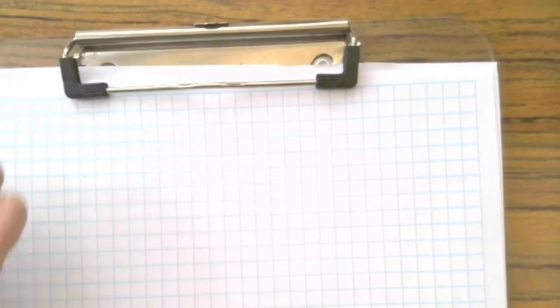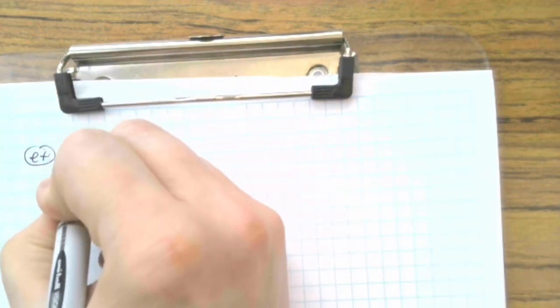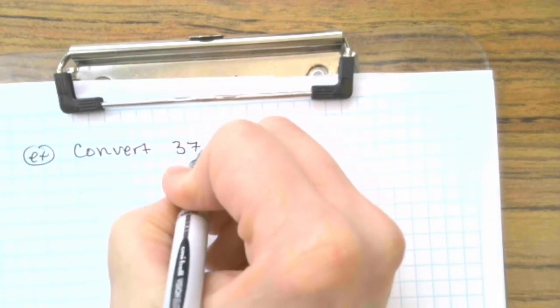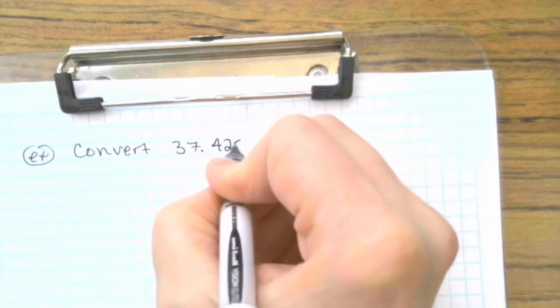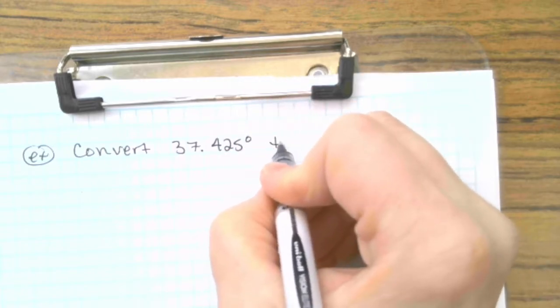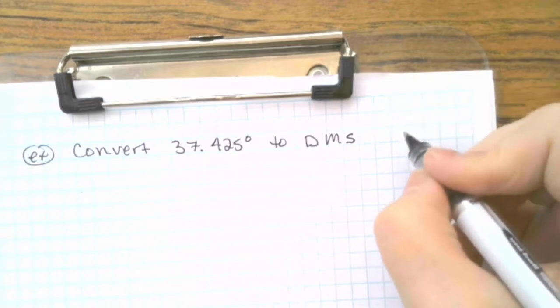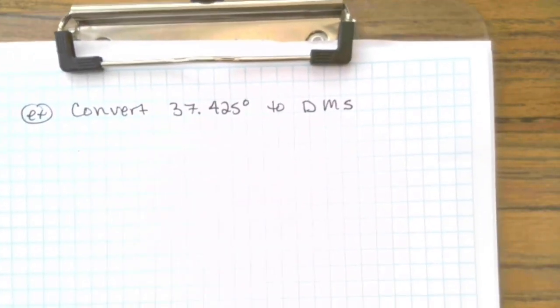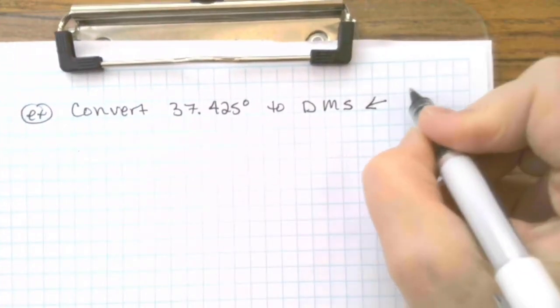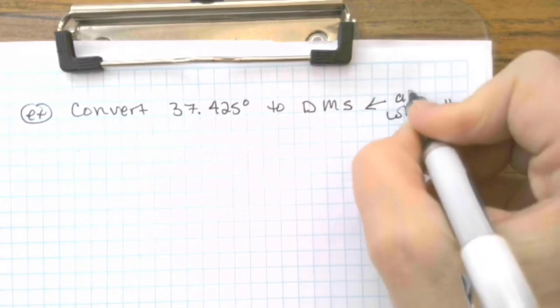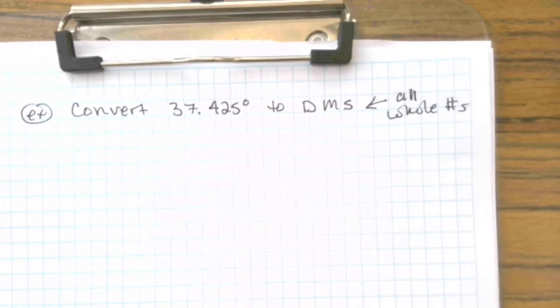Okay, so we're going to do some conversions. For example, we are going to convert 37.425 degrees to degree, minute, second notation. Now, when you go to degree, minute, second notation, they should be all whole numbers. No decimals. Otherwise, you haven't done it correctly.